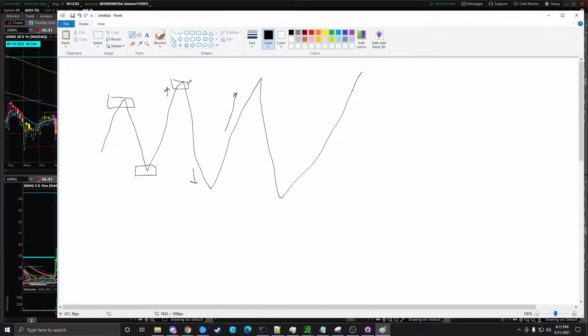Anyone short right here is going to get stopped out. Bam, you have a new high. Anyone long down here is stopped out from here. Anyone here stopped out, new low, price expansion. And that's all price can do, because people are going to have their stops. They're going to get stopped out.